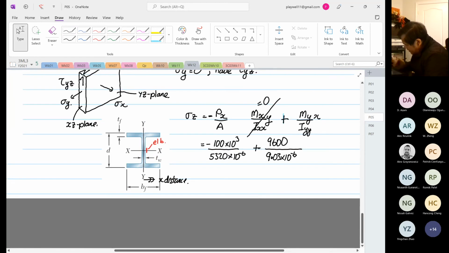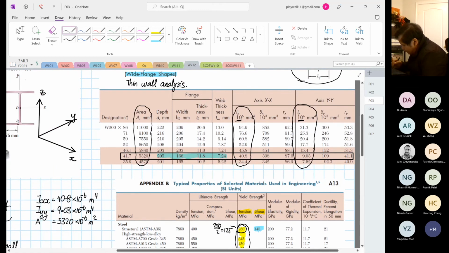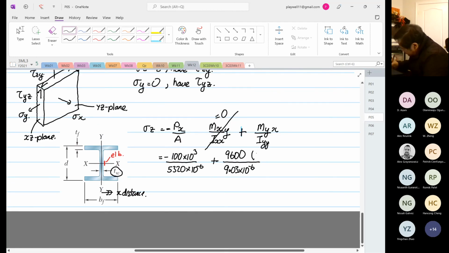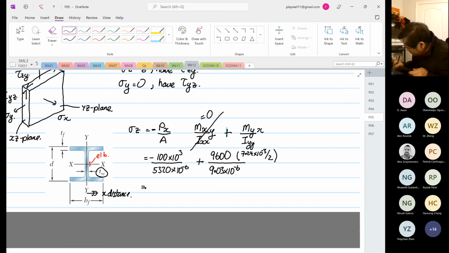Right, and we know that we need the x distance. So we need to find what is tw, and then we don't divide by 2. Okay, so tw divided by 7.24. Okay, 7.24 is our tw. So this is equal to 7.24 times 10 to the power minus 3 divided by 2. Okay, so this will be equal to minus 18.797 times 10 to the power 6.